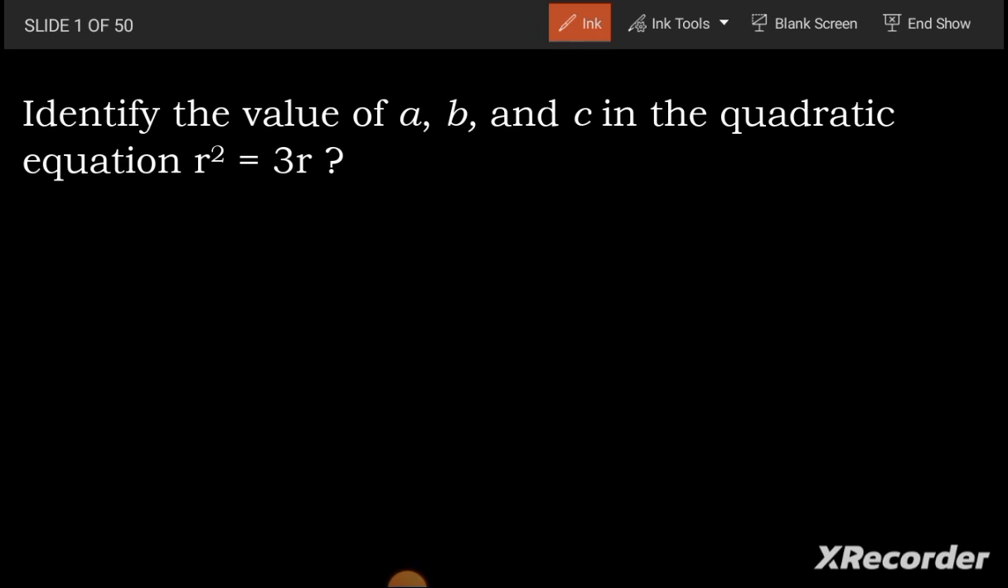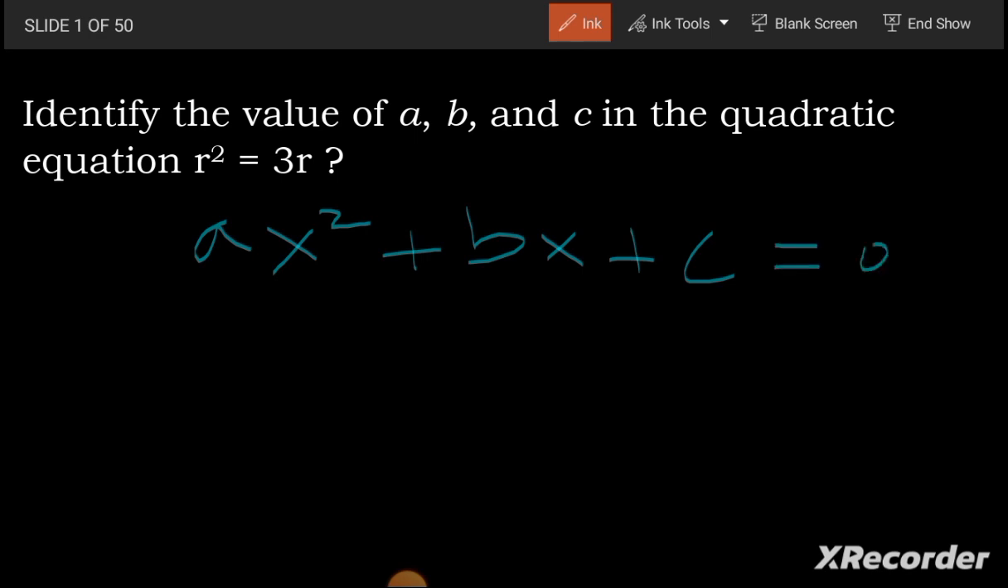Question: identify the value of a, b, and c in the quadratic equation r squared equals 3r. So we have to rearrange the terms into the form ax squared plus bx plus c equals 0, or the so-called general form of a quadratic equation.